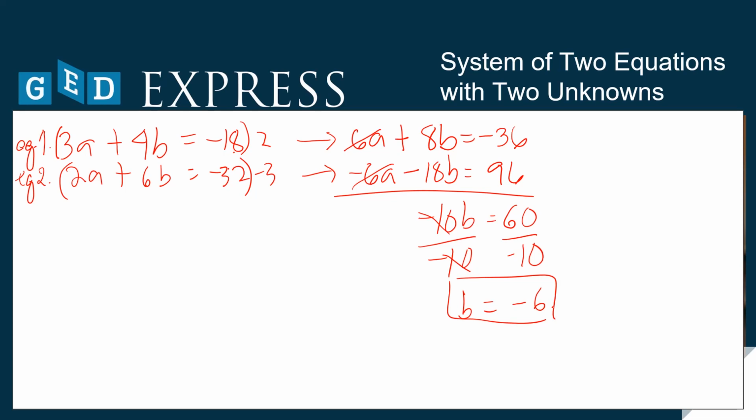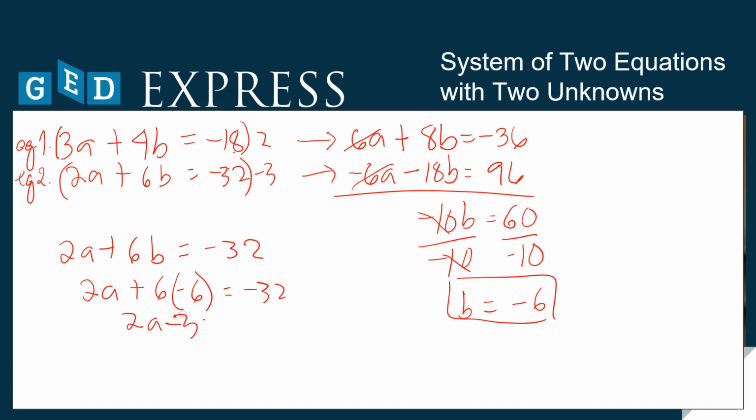Now the last step is to use the value of b to find a. We can use either equation. Okay, let's use equation 2. 2a plus 6b equals minus 32. 2a plus 6 times minus 6 equals minus 32. Then we have 2a plus minus 36 equals minus 32. Do the addition. So plus 36, we have 2a equals 4. Then undo the multiplication, divide by 2, divide by 2. So a equals 2.